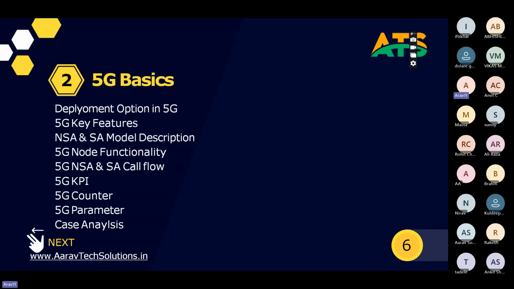What are the 5G KPIs that we need to troubleshoot? And what are the counters and parameters related to each KPI? And you can say how that formula is calculated. Apart from this, at the end of the 5G session, we will discuss the case analysis for each KPI.